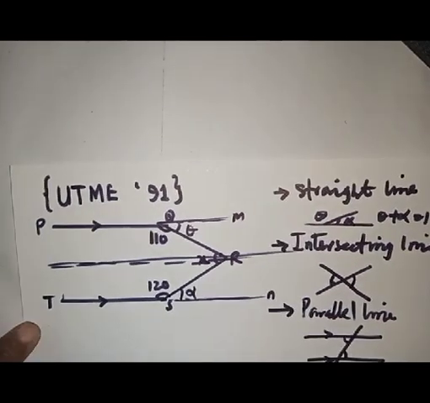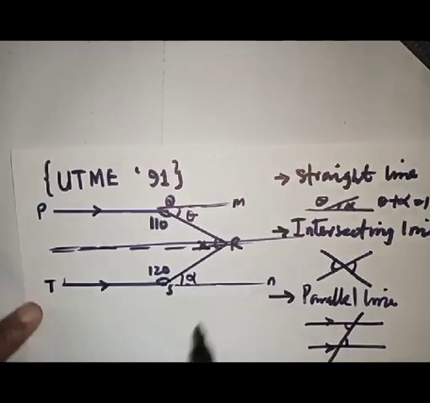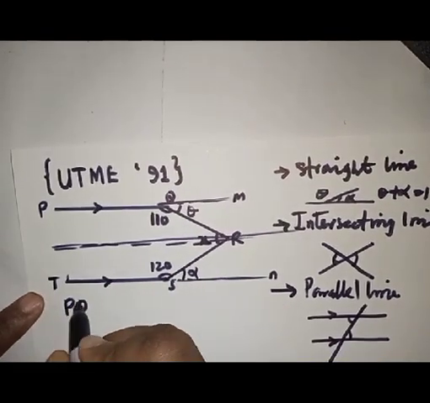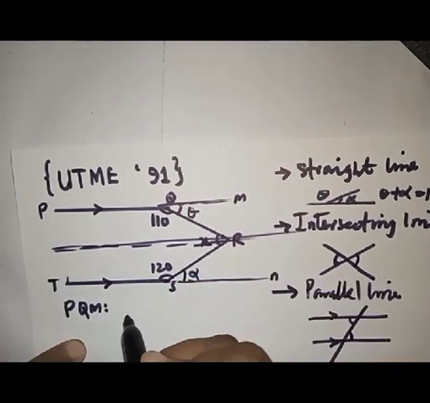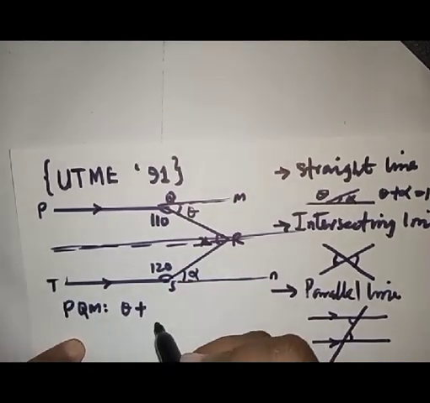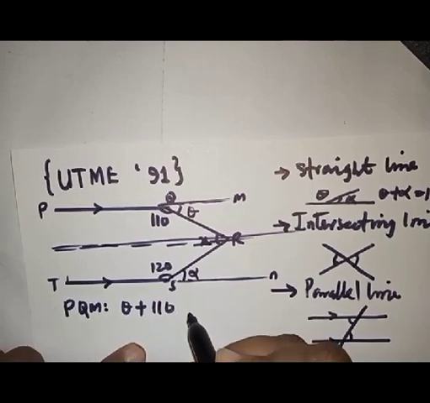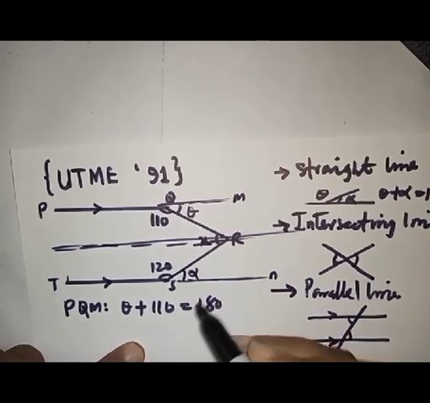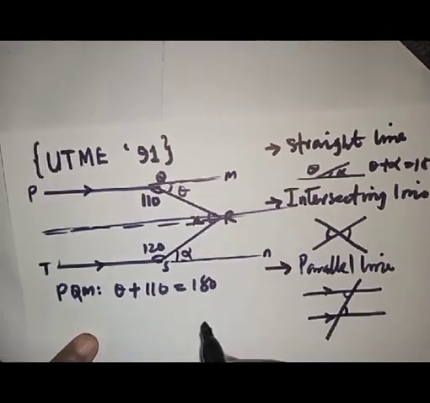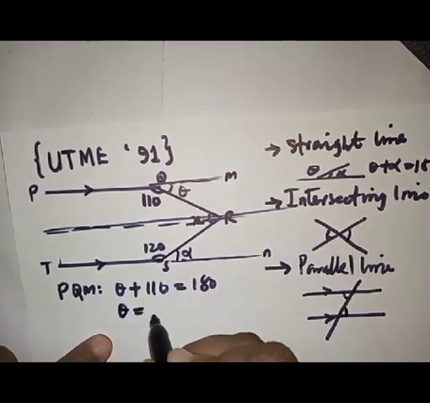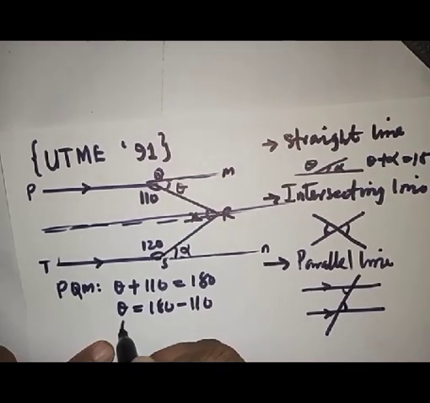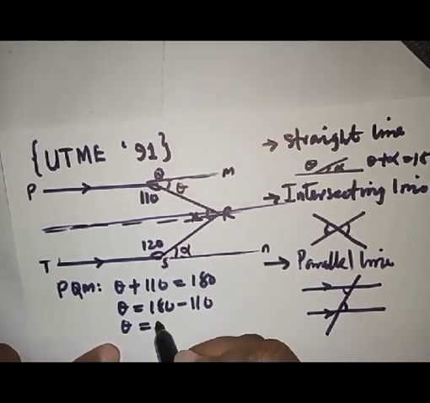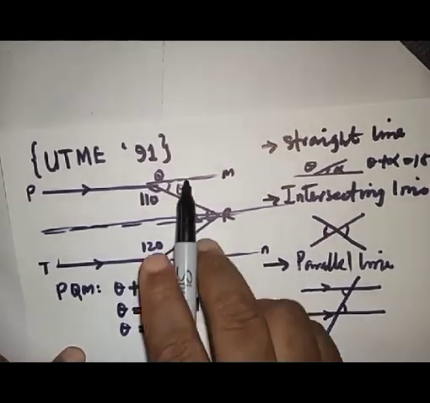Angle on a straight line for PQM should be theta plus 110, and it's equal to 180. That's the first rule here. So the value of my theta will be 180 minus 110, and my theta is 70 degrees. I've gotten the value of theta already.